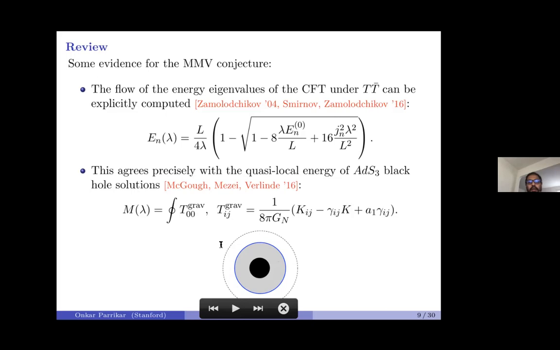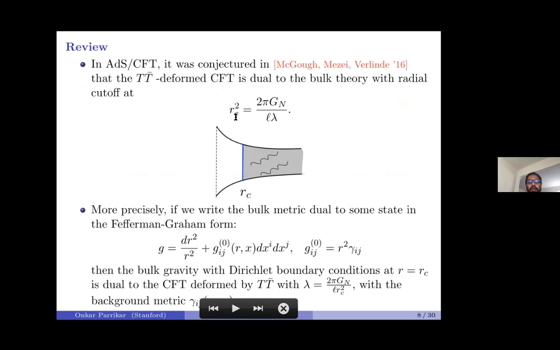And then that formula for the quasi-local energy precisely agrees with this formula for the energy eigenvalues of the T-Tbar deformed field theory, once you match this lambda as per the original conjecture with the radial coordinate or the cutoff on the radial coordinate.